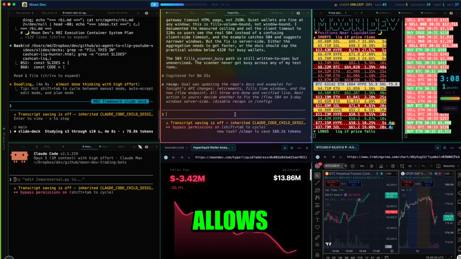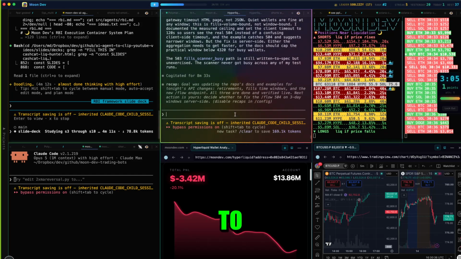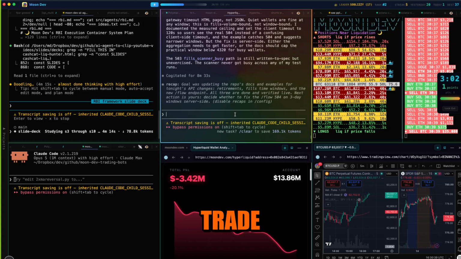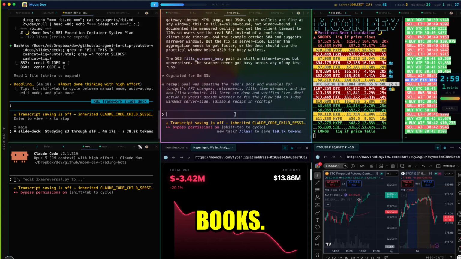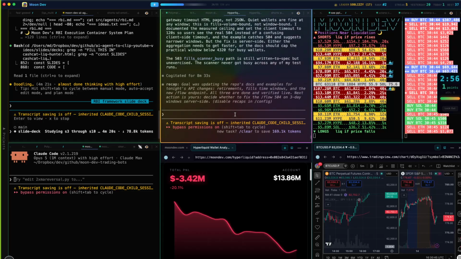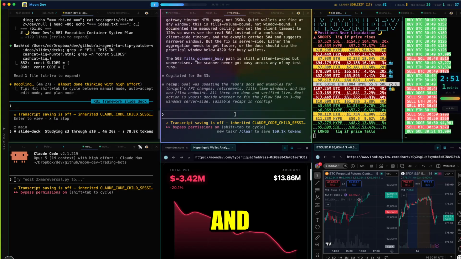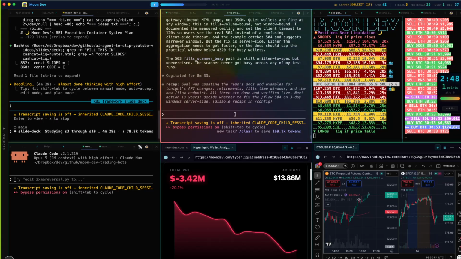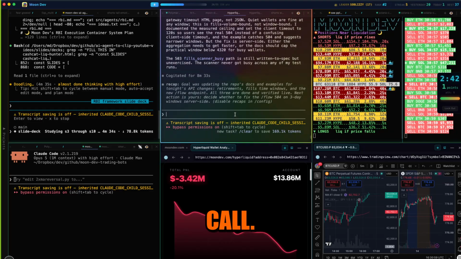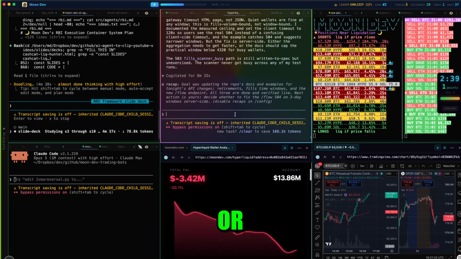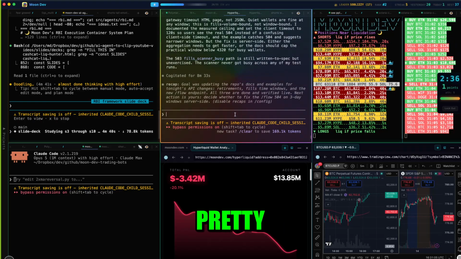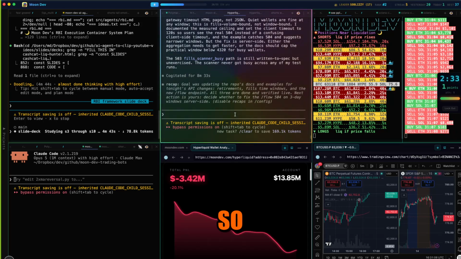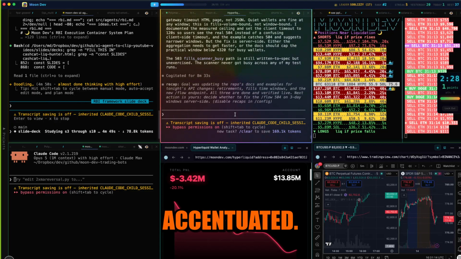Well, Hyperliquid allows us to see everybody's positions. But if you want to see everybody's positions, you actually have to follow every single trade happening in the order books, get every single wallet, and then follow their positions by making an API call. If you're doing that across multiple bots, it's pretty much impossible with the Hyperliquid API. So that's one of my favorite parts of this Moondev API. I need that to be accentuated.